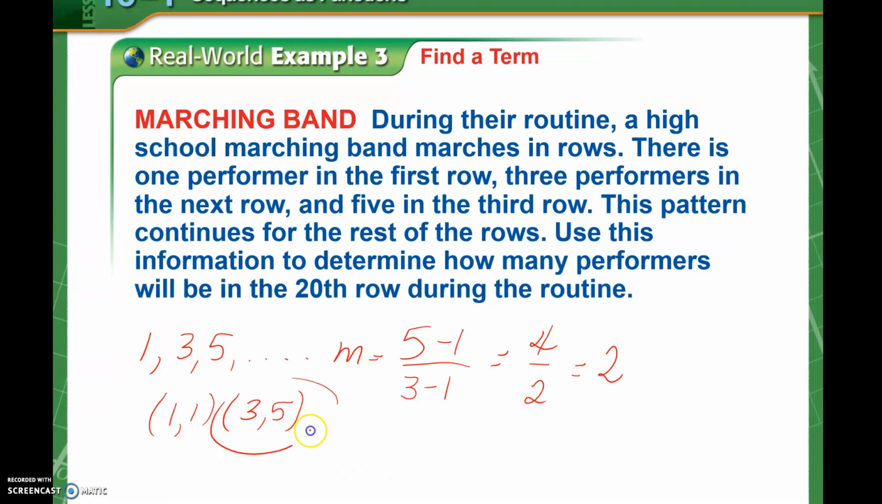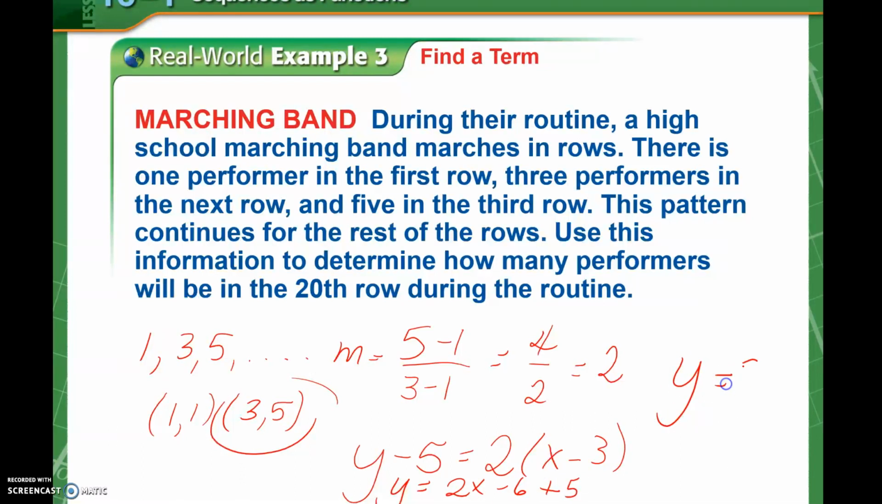So I can use a point. So y minus 5 equals our slope, 2, times x minus 3, where x is my term and y is the number of terms, or the number in that row. So y equals, distribute this out, 2x minus 6, and we're going to add that 5 over, plus 5. So y equals 2x minus 1.